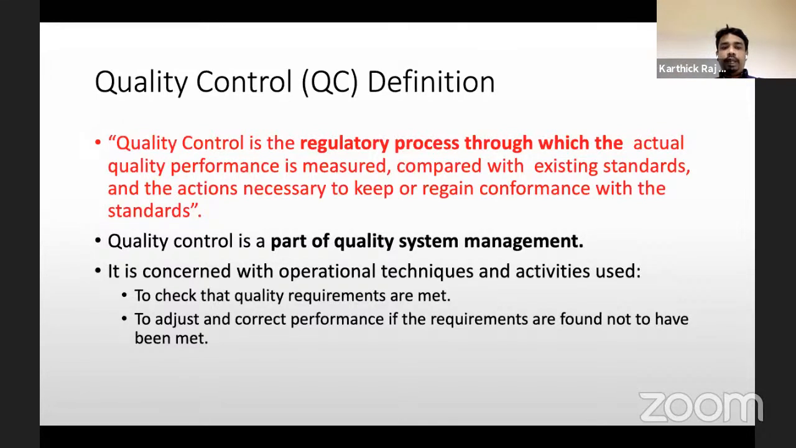So quality control is mainly a part of a quality management system. It concerns all the operational techniques and activities, so that you can check that the quality requirements are met according to your criteria, and adjust or correct the performance as required. For example, if I want the rotation accuracy of my gantry to be within 0.3 millimeters because I want to perform SRS and SRT treatments, you have to define it. I want this machine to be within this spec, and that all comes under the quality control definition.